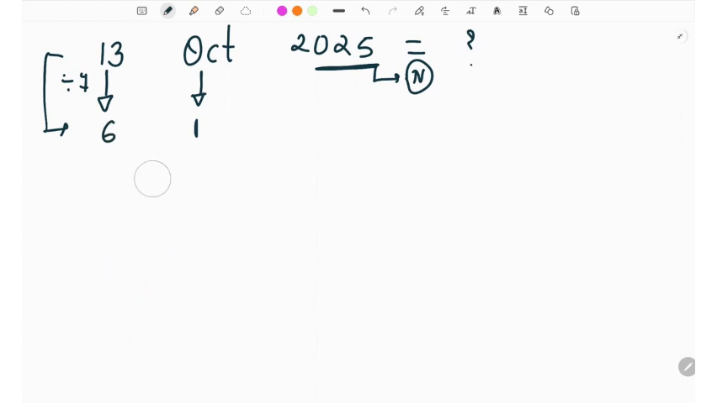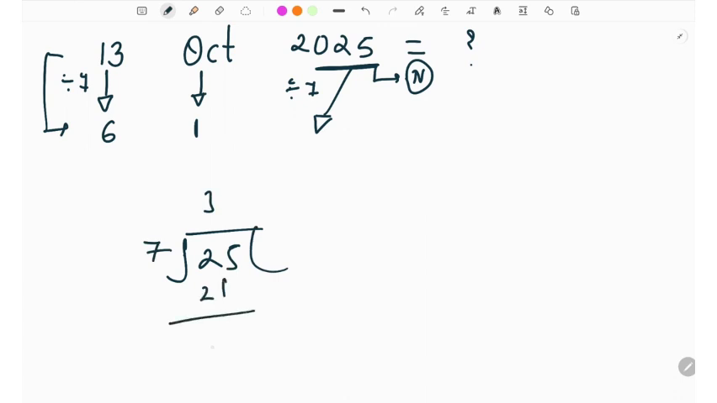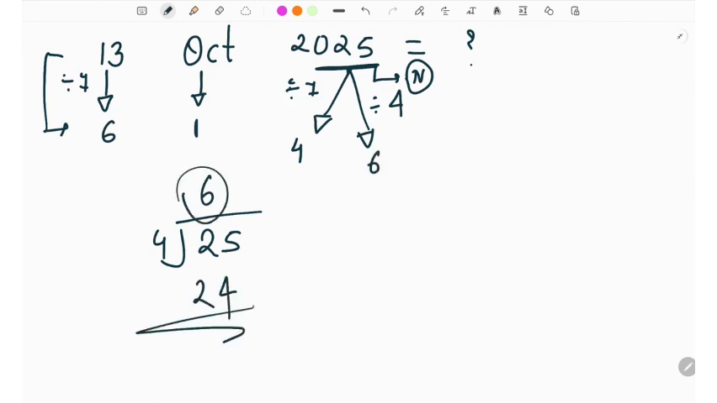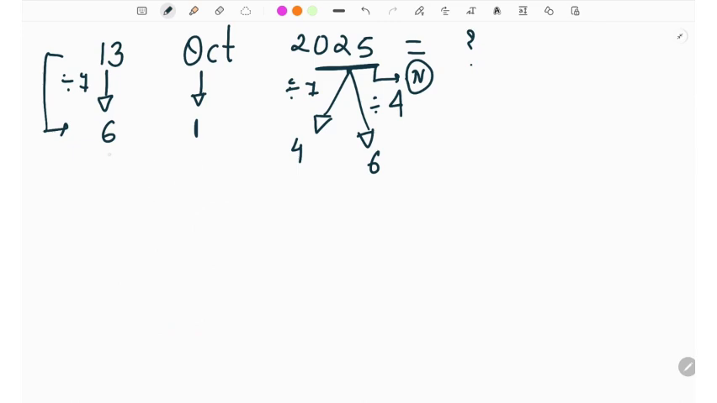Okay, and later on if I divide 25 by 7, 7 3s are 21, the remainder is equal to 4. Okay, remainder is 4. And again divide 25 by 4 and consider the quotient over here. 4 6s are 24. The quotient is important, 6. Now add all of these numbers together including the code. 6 plus 1 plus 4 plus 6. This will give me the total addition is equal to 17.